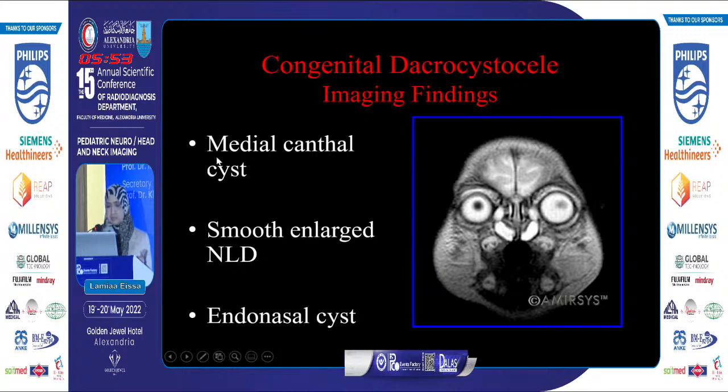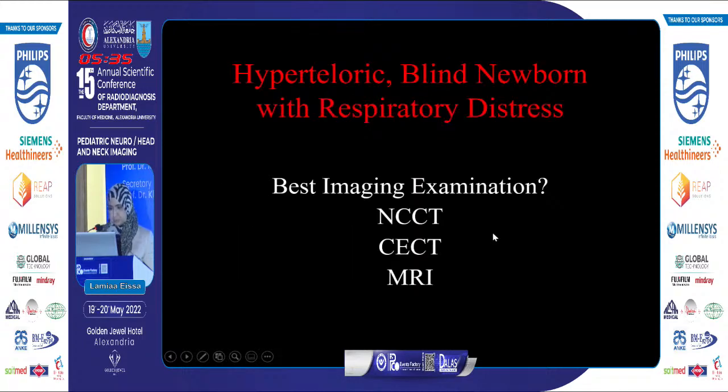The cyst can present as a medial canthal cyst, or just a smoothly enlarged nasolacrimal duct but retaining the ductal appearance, or it can present as an isolated endonasal cyst, which can be difficult in diagnosis. Here, this is presenting as a medial canthal cyst and endonasal cyst.